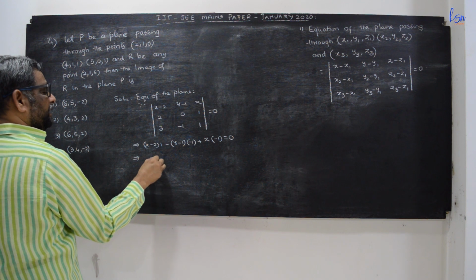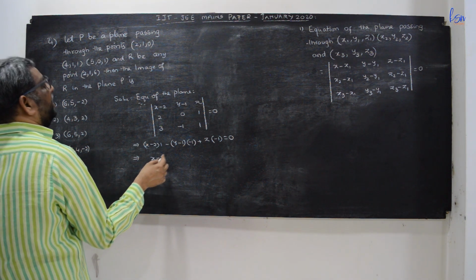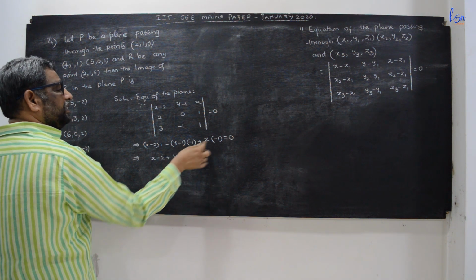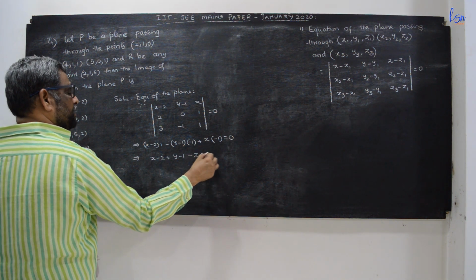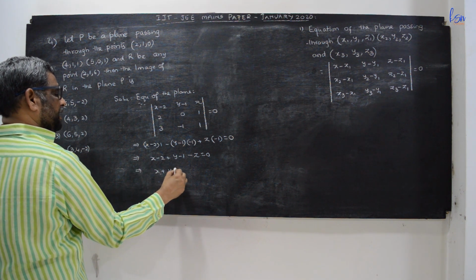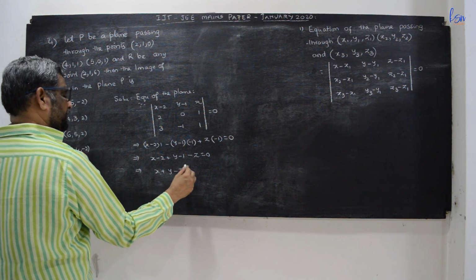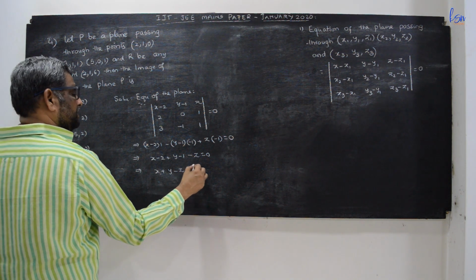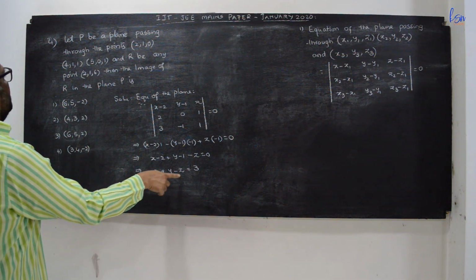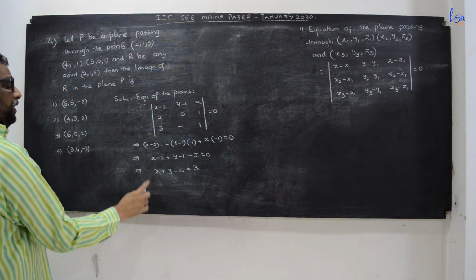This is x minus 2 plus y minus 1 minus z equal to 0. It implies x plus y minus z is equal to 3. So we got x plus y minus z is equal to 3.